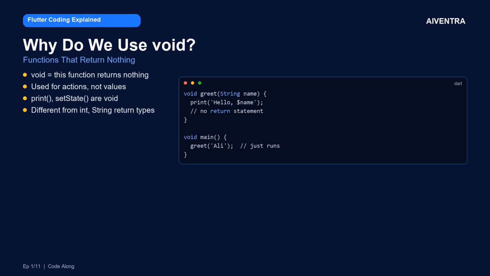Practice now. Write one void function that prints your name and one int function that returns your age. Run both and see the difference. That is void explained with real code.